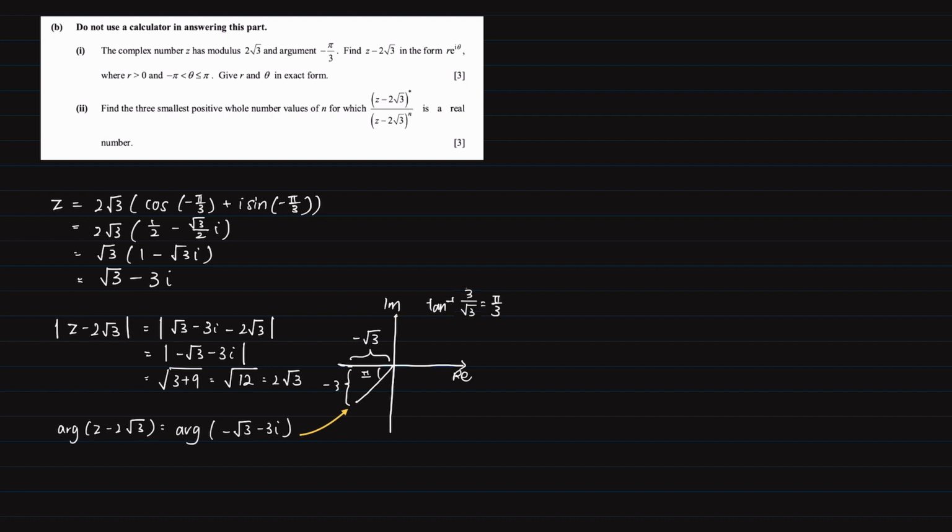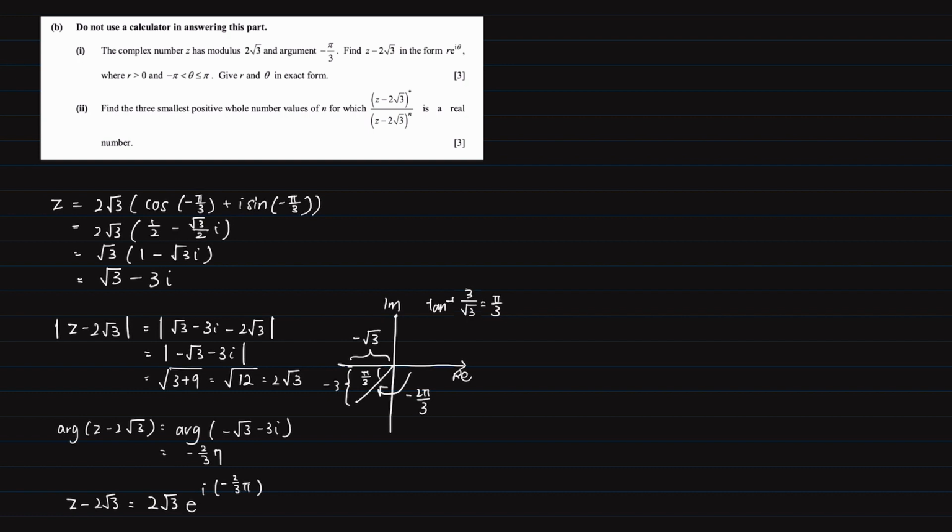Now, since the angle is measured anti-clockwise from the positive x-axis, the argument of z minus 2 square root 3 will then be equal to minus 2 over 3 pi. So always remember to answer the question. z minus 2 square root 3 will be equal to 2 square root 3 e to the power of i multiplied by the argument, which is minus 2 over 3 pi.